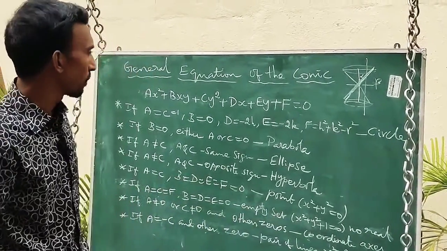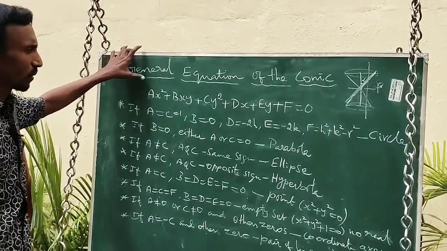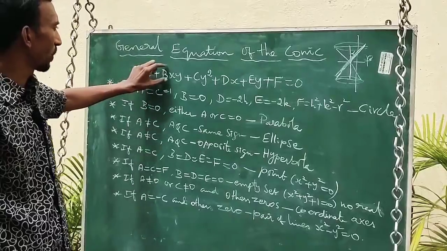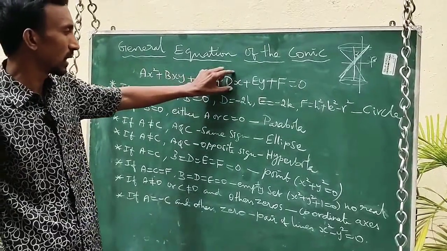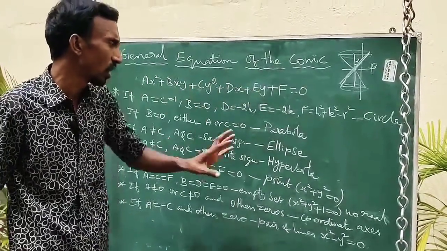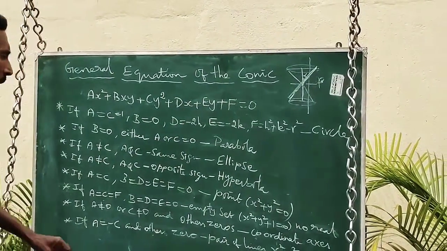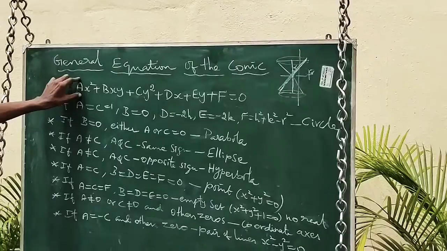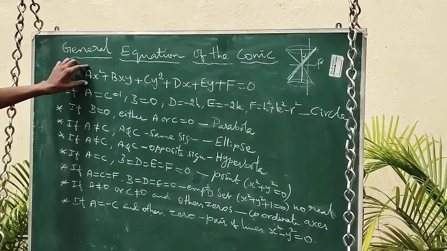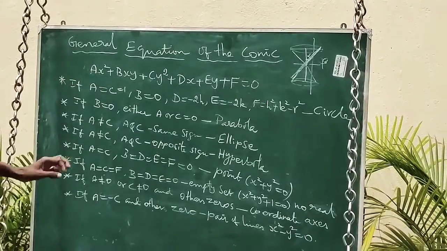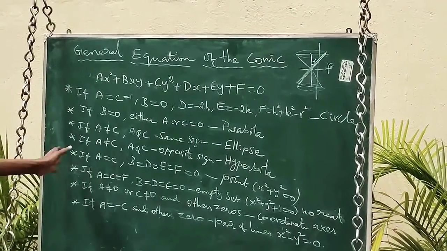another case that we will discuss later. If any general equation of a conic is given, look at the equation: capital A x squared plus B x y plus C y squared plus D x plus E y plus F equal to 0. It is a general second order equation and it denotes a conic. So how can we identify the type of the conic from the general equation? We can see it elaborately.